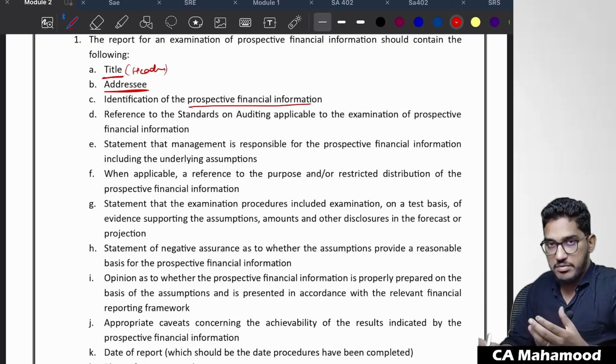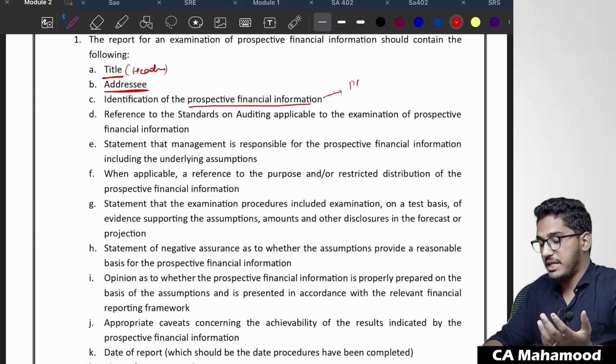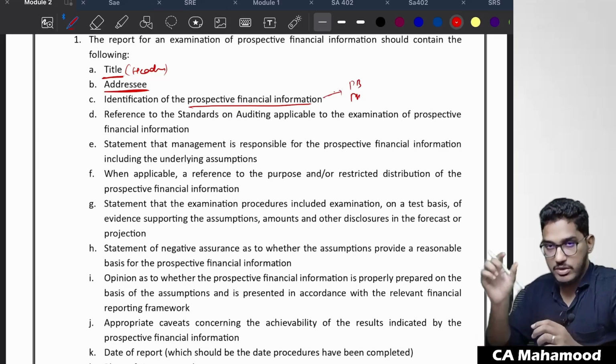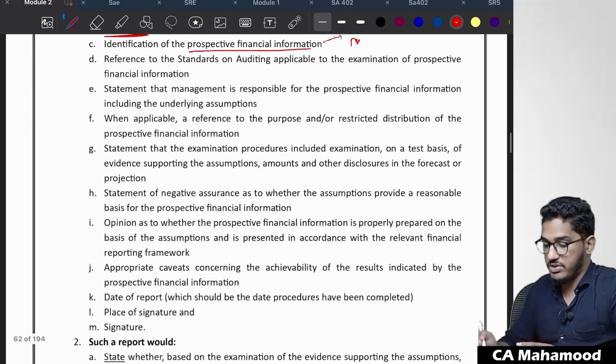Identification of prospective financial information. You have to explain what is included in the prospective financial information. Like it includes projected balance sheet, projected P&L, projected cash flow statement. So you have to identify that prospective financial information.